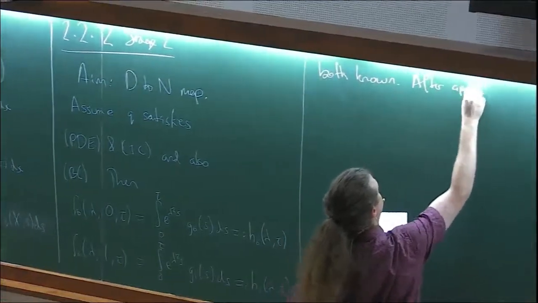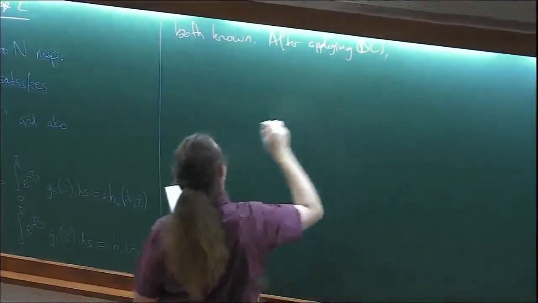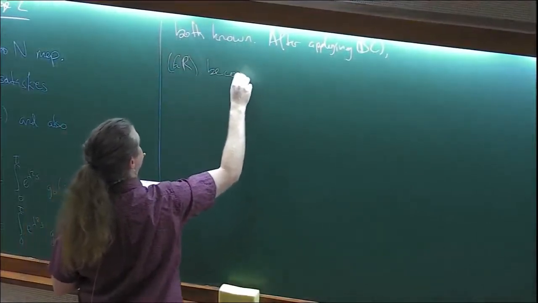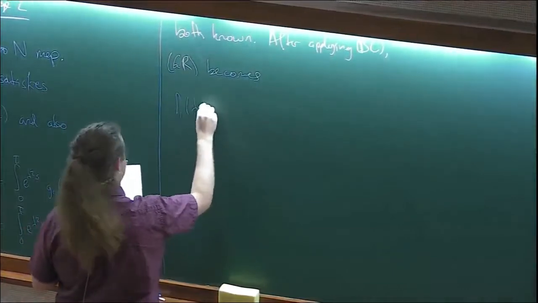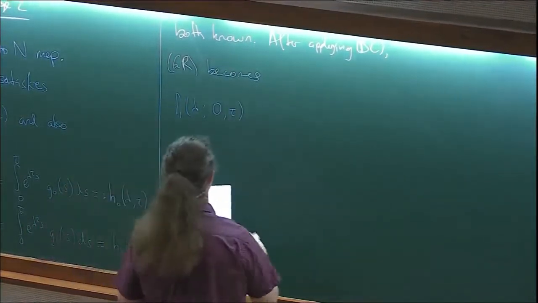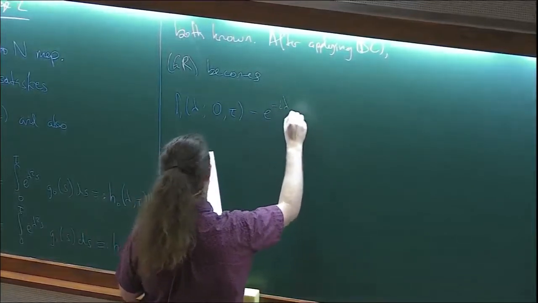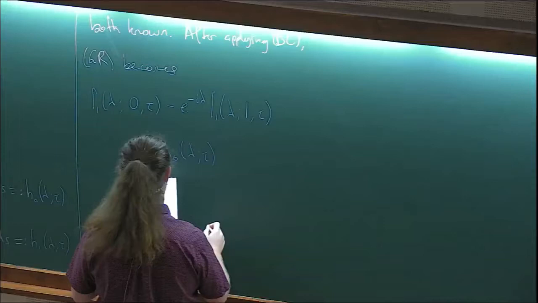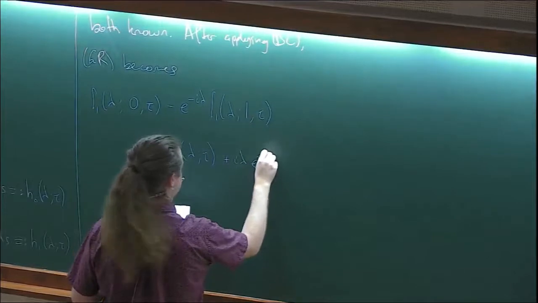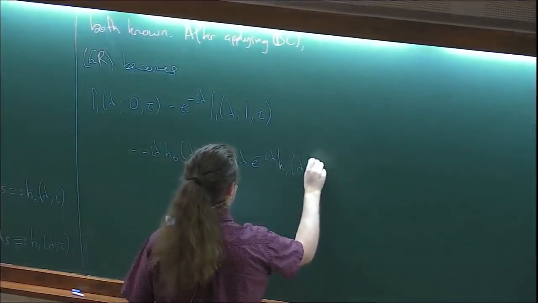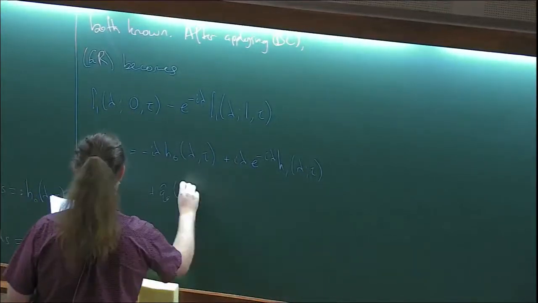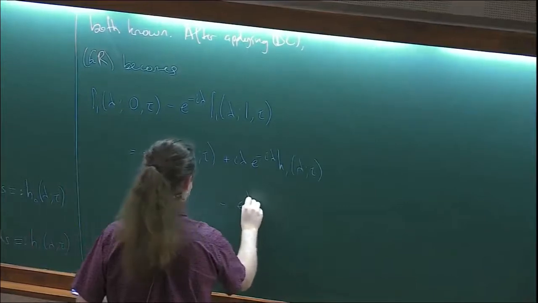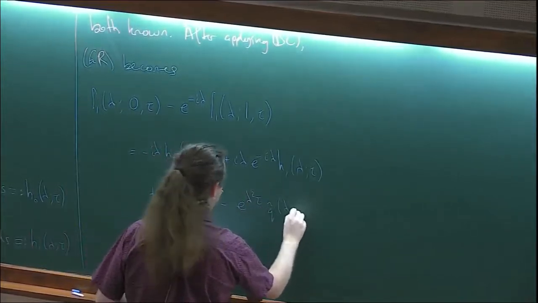So after applying the boundary conditions, the global relation becomes F_1(lambda, 0, tau), so that's the Neumann spectral function at the left, minus e to the minus i lambda times the Neumann spectral function at the right. This is minus i lambda h_0(lambda, tau), plus i lambda e to the minus i lambda h_1(lambda, tau), plus q_0 hat of lambda minus e to the lambda squared tau q hat of lambda, tau.